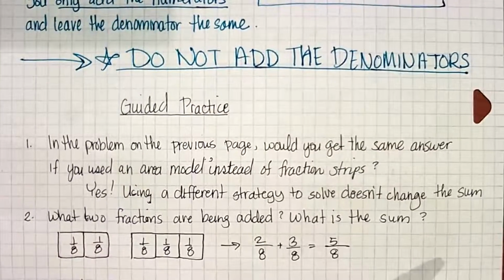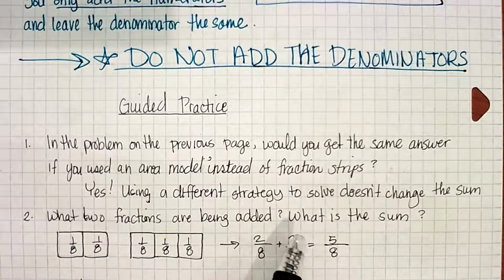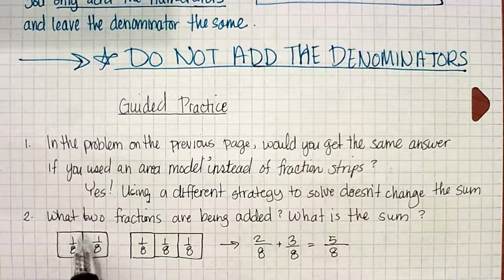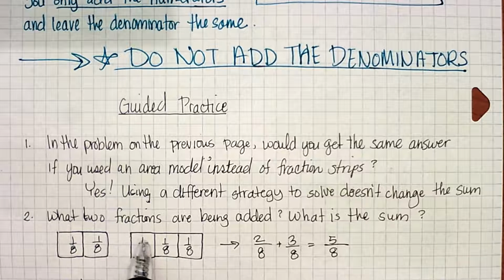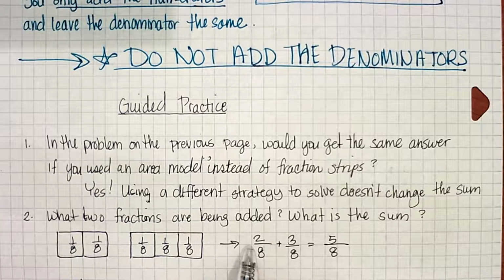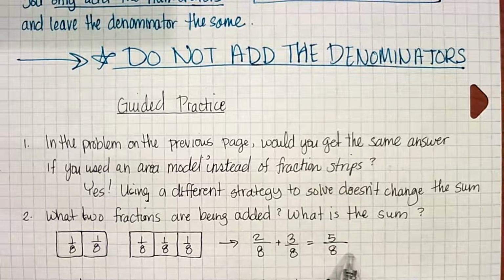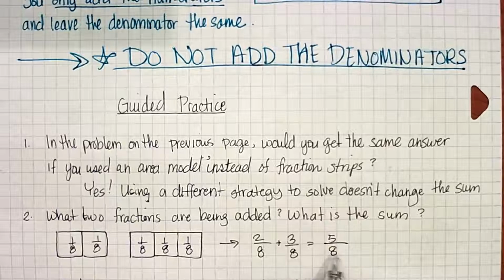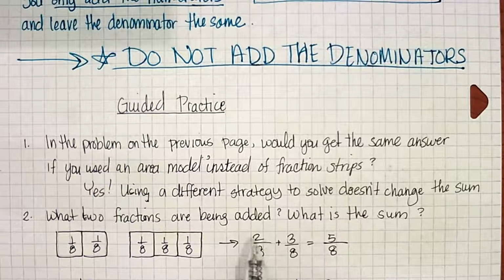For question number 2, it says, what 2 fractions are being added and what is the sum? So here we have 2 1/8 size pieces, so that's 2/8. And here we have 3 1/8 size pieces, so that's 3/8. 2/8 plus 3/8 equals 5/8. Notice how the denominator stays the same. The only thing you're adding is the numerator. You're just adding the parts.